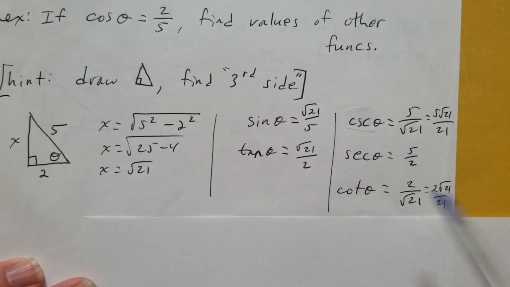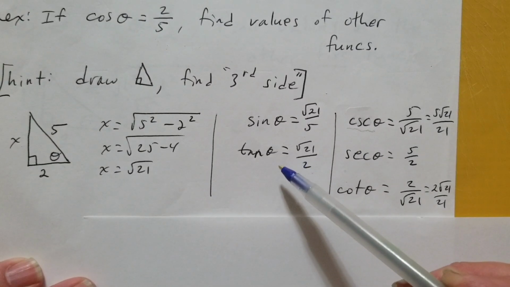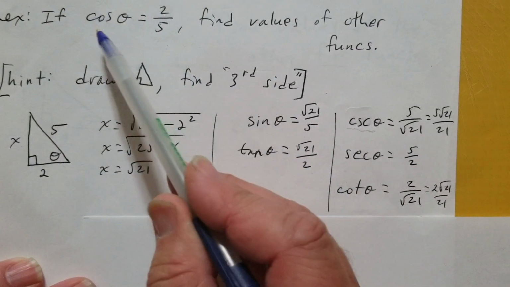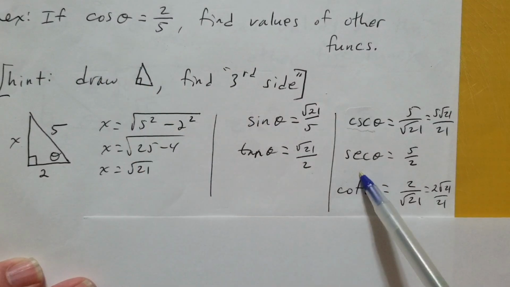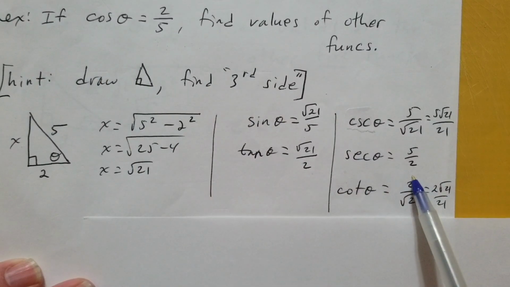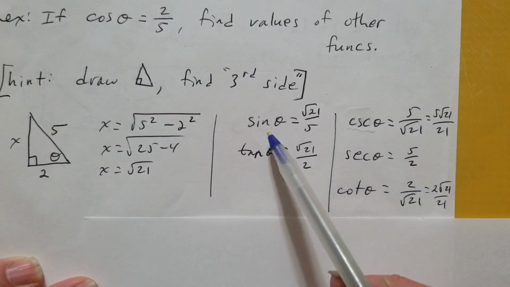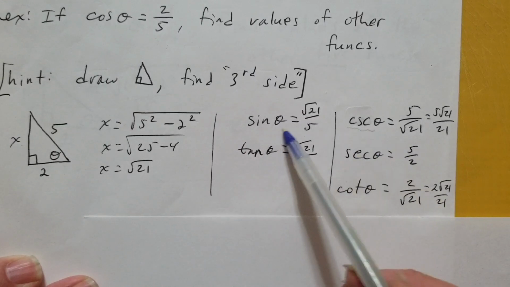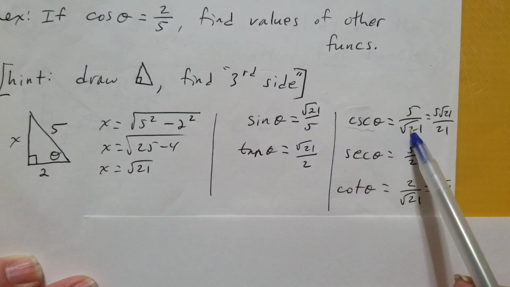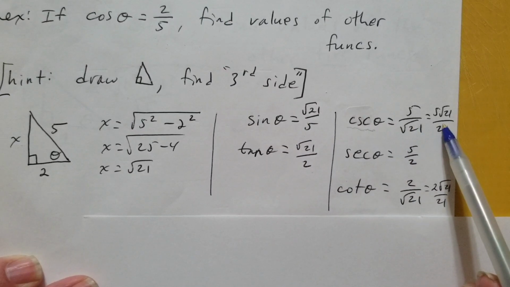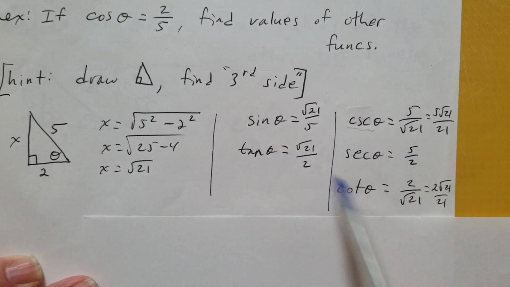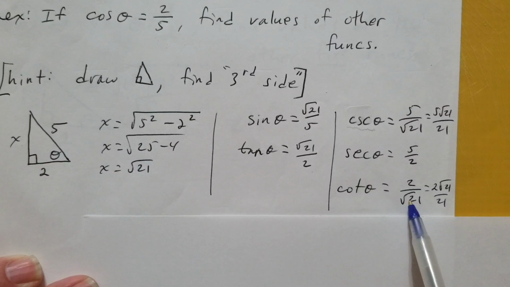I'm sorry. So, one more time. Cosine goes with secant. So you see those are reciprocals of each other. Sine goes with cosecant. So you see those are reciprocals of each other. And then don't forget to simplify it. And tangent and cotangent are reciprocals of each other.